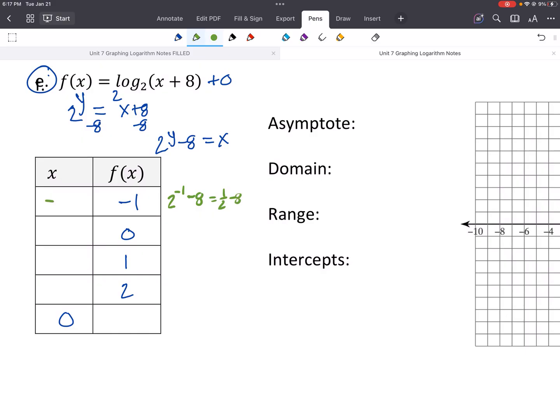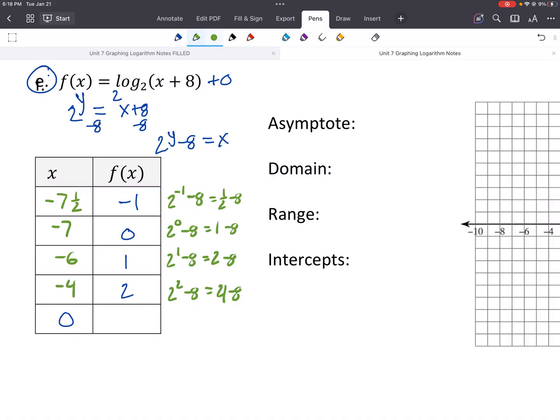So negative 7.5. 2 to the 0 minus 8. That's 1 minus 8, which would be negative 7. 2 to the 1 minus 8 is 2 minus 8, or negative 6. And then 2 to the 2 minus 8 equals 4 minus 8, which is negative 4.